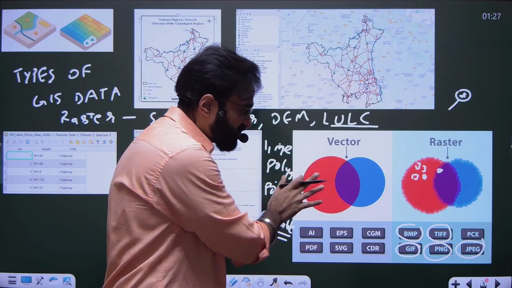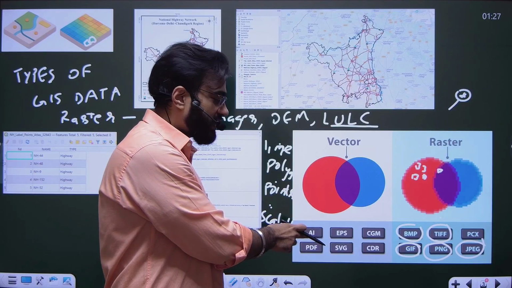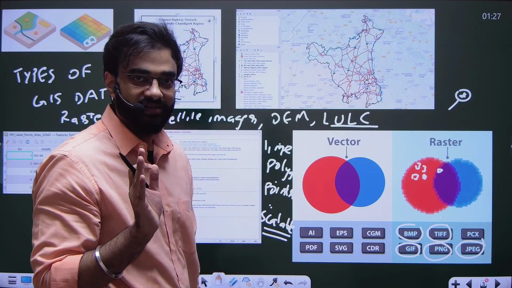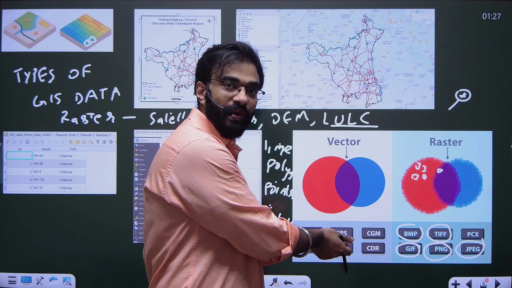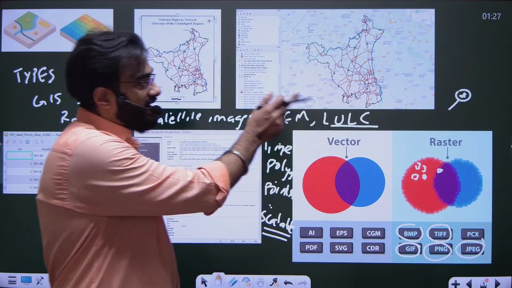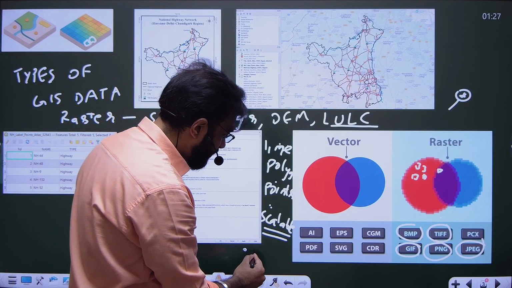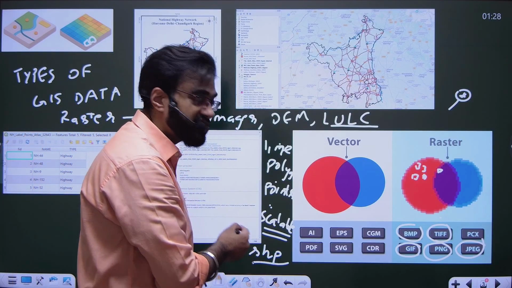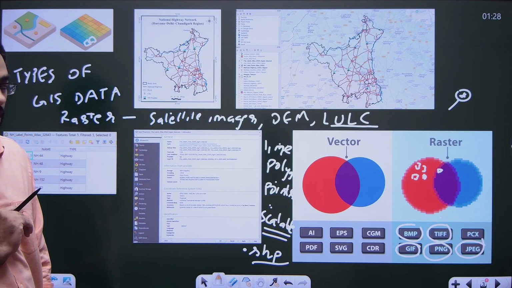It will remain sharp. If you have worked on AI, that is not artificial intelligence but Adobe Illustrator, it is a vector based software. Then SVG, scalable vector graphics. As far as QGIS is concerned, you might have heard of the .shp extension, shapefile. All these are stored in this format.